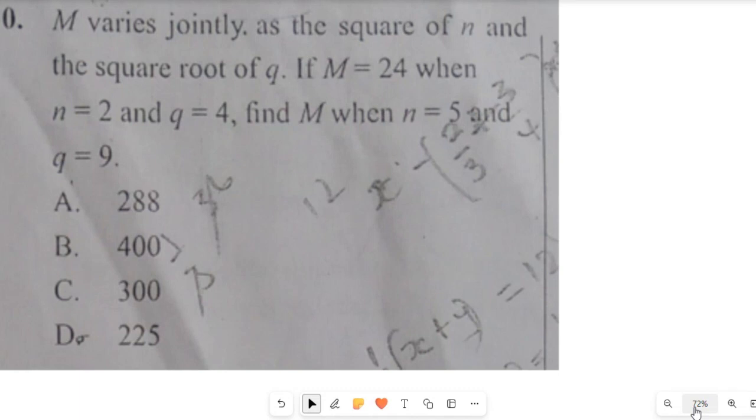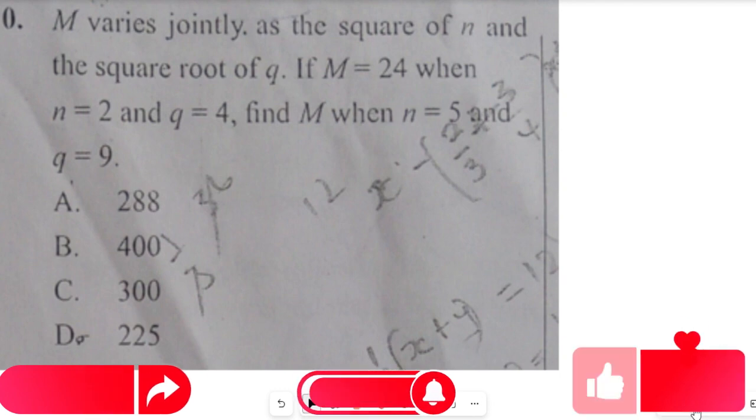In this video, you will learn how to solve this question on variation that is given to us. This is question number 10 of the West African Examination Council SSCE exam question that was given for 2023.